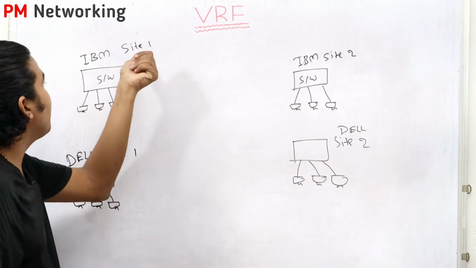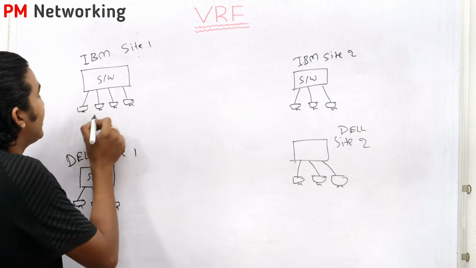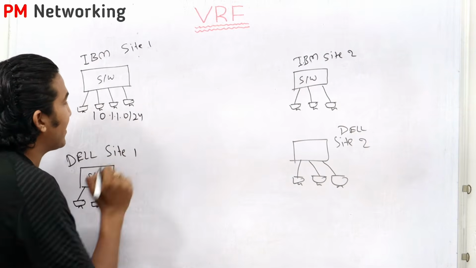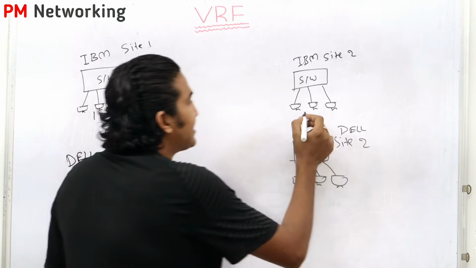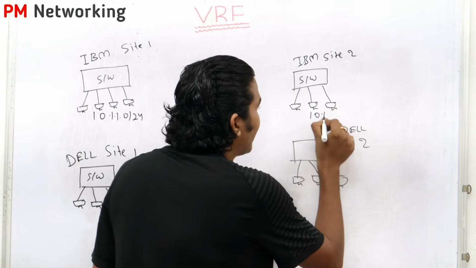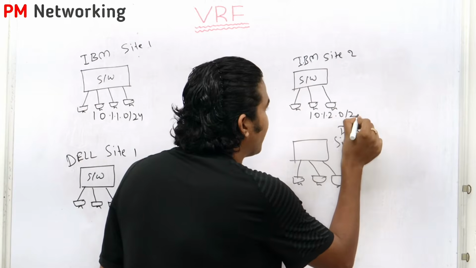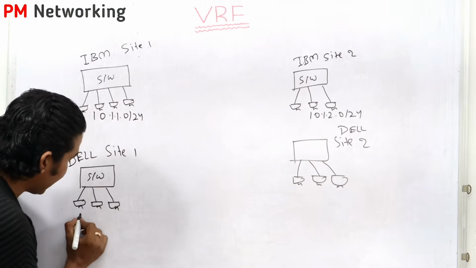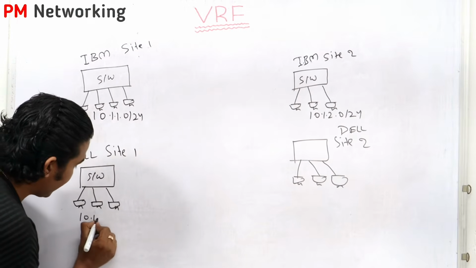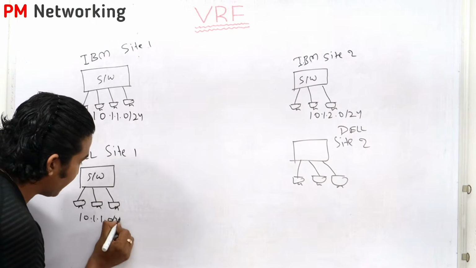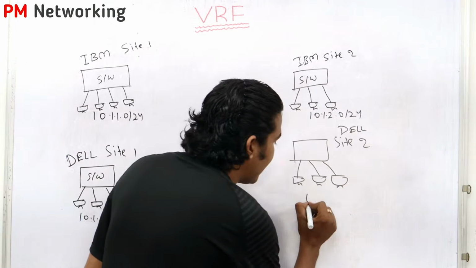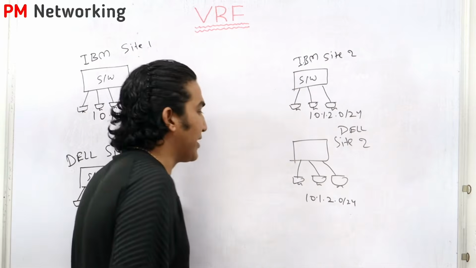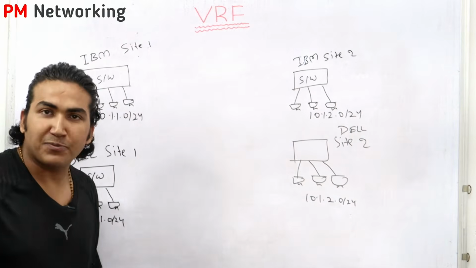And let's say IBM is using network 10.1.1.0/24 on this side, and on this side they are using, let's say, 10.1.2.0/24. In the same way, Dell is also using the same networks. Here Dell is also using 10.1.1.0/24 network, and here they are using 10.1.2.0/24 network. Okay, and we are the service provider.